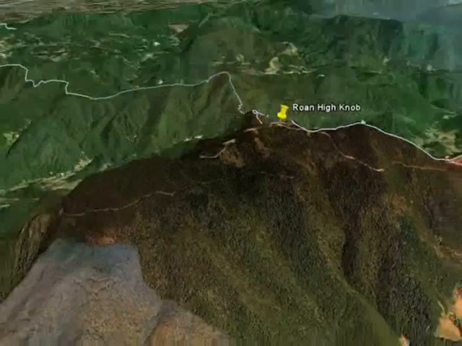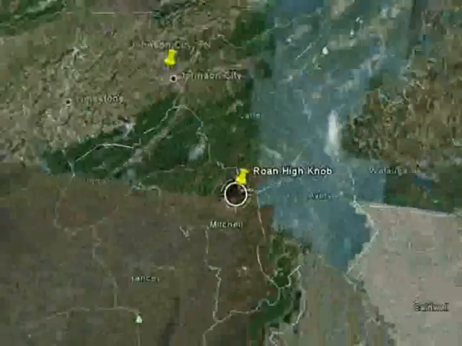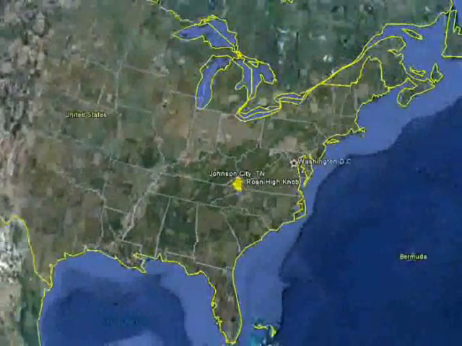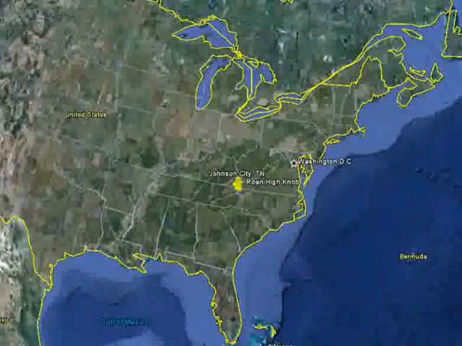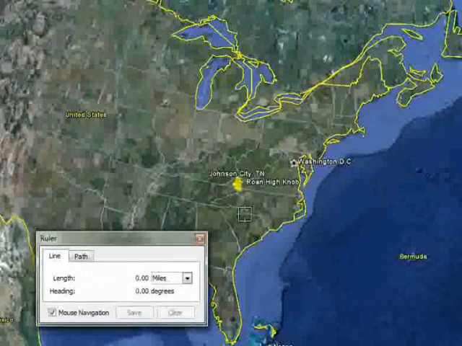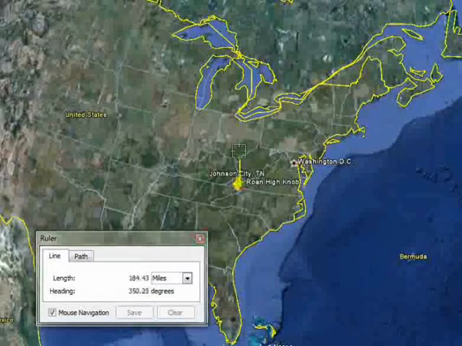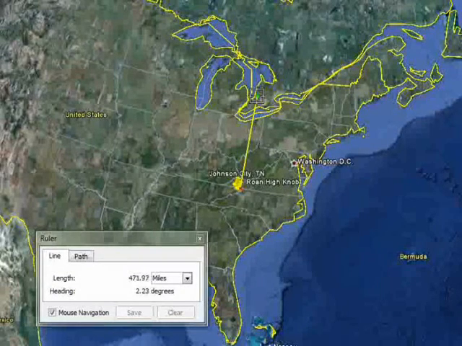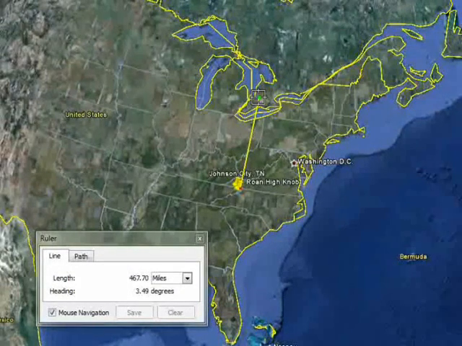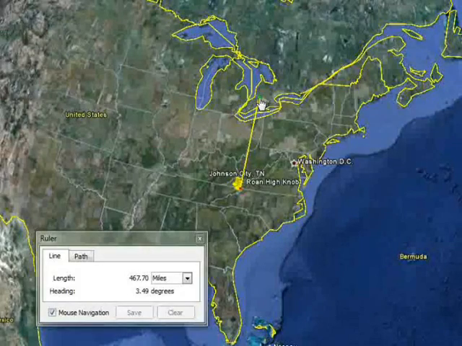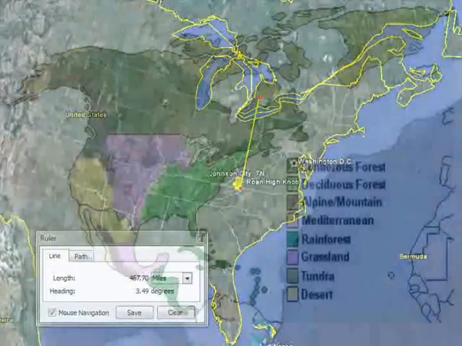So let's go ahead and plot that on a map. We'll start at Roan High Knob, which is close enough to Johnson City not to make a difference, and we will pull a line up north from there approximately 470 miles and see what climate we can expect to find at the top of Roan High Knob. As you can see from the map, that places us in the Toronto area of southern Ontario. Let's see where that places us on the climate map.